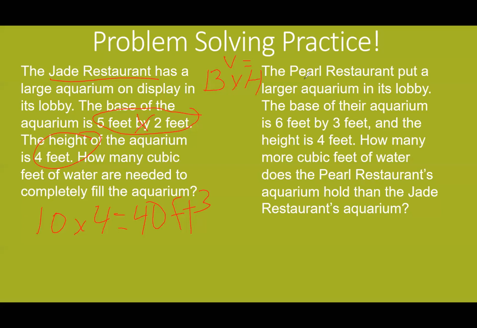All right, so let's see. The base of their aquarium is 6 by 3, which is 18. Their base is 18. And we're multiplying that by 4. Well, I know that 8 times 4 is 32, and 10 times 4 is 40. So 40 plus 32 is 72 cubic feet. Is that the answer you got? Because if that's what your answer is, then you are incorrect. That's not the correct answer.